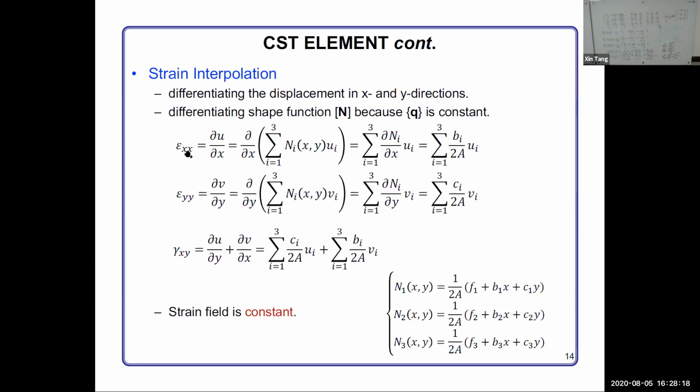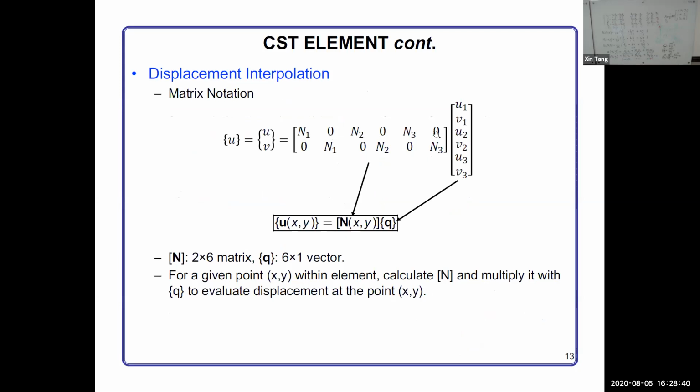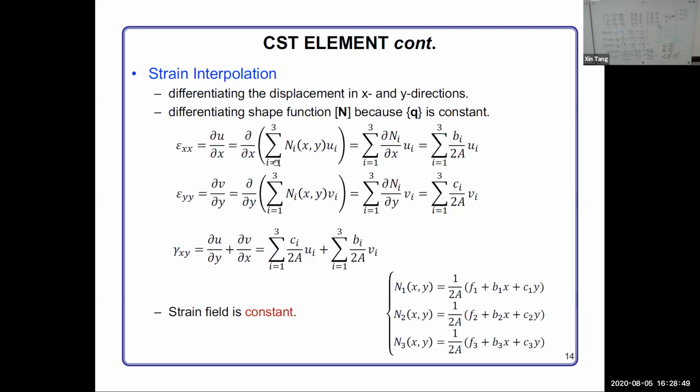Epsilon XX, by definition, if you remember from elasticity, you take a very small element and stretch it to get the differential form of the strain. Epsilon XX equals partial U, partial X. And U, we already know, equals the N shape function times the U, so it equals the sum of Ni Ui. It means N1 U1 plus N2 U2 plus N3 U3.